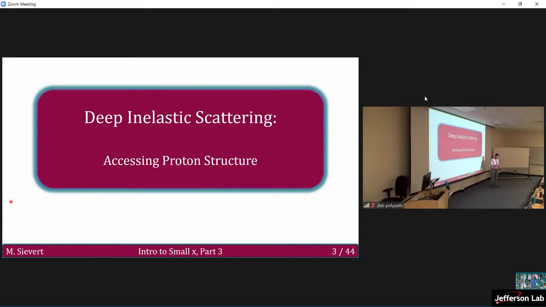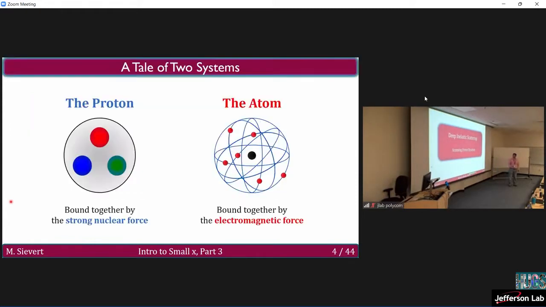So let me start off by taking a bit of a detour to give you an introduction to deep inelastic scattering. I'm sure many other people here already have, and later on in the week, or next week, will tell you more about this. But this is my high-level overview. Whenever I talk about deep inelastic scattering, I always like to make the analogy between what we understand about the structure of the proton and what we understand about the structure of the atom. The proton, like the atom, of course, is not a fundamental particle of nature. It's a bound state made up of quarks.